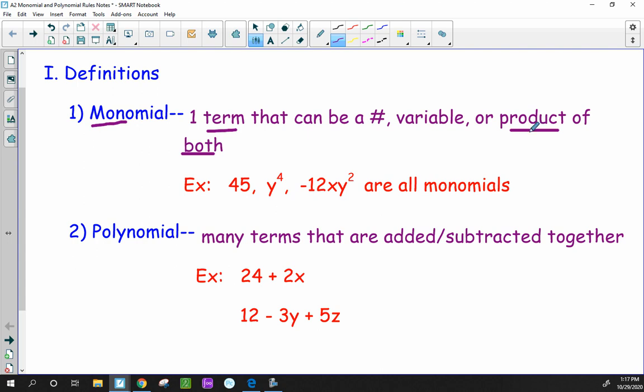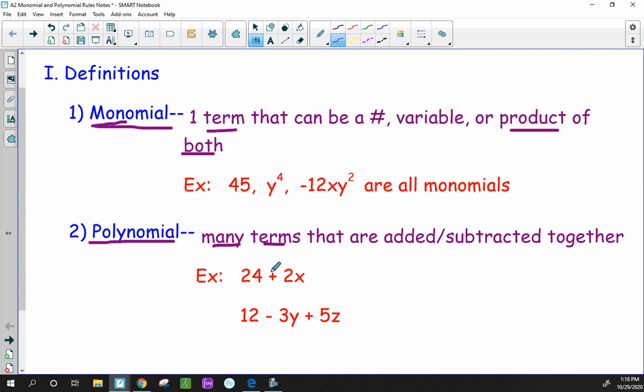Product, keep that word in mind. If everything I give you is being multiplied together, it doesn't matter how many letters you have, it's still one term. The word polynomial has a prefix of poly. Polynomial means many terms. So basically, polynomials are many monomials either added or subtracted together.